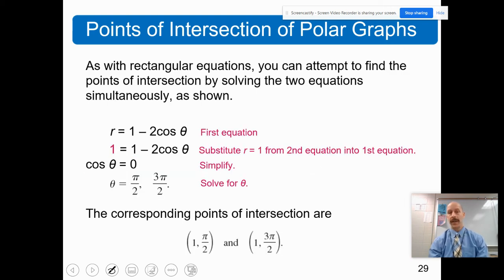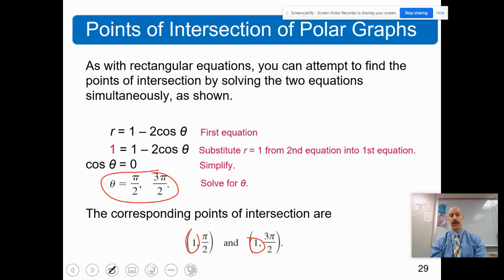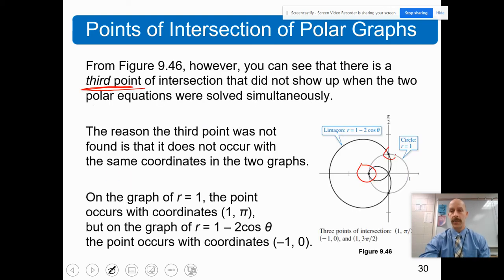As with rectangular equations, you can attempt to find the points of intersection by solving the 2 equations. So we can set those 2 equal, and we'll find out that they intersect at pi over 2 and 3 pi over 2. Once we've got those thetas, we can go back and find our r's, which have to be 1, because that's the radius of the circle. We have a problem here. You'll notice that the third point of intersection, this one over here, was not found. We found 1, pi over 2 and 1, 3 pi over 2, which are these 2 points.